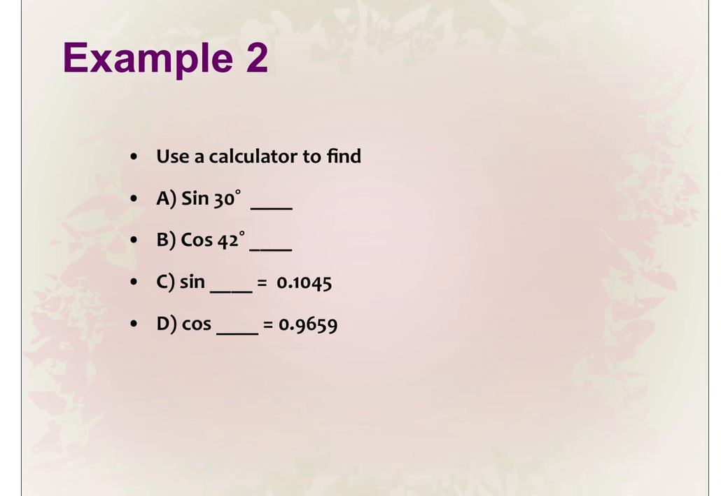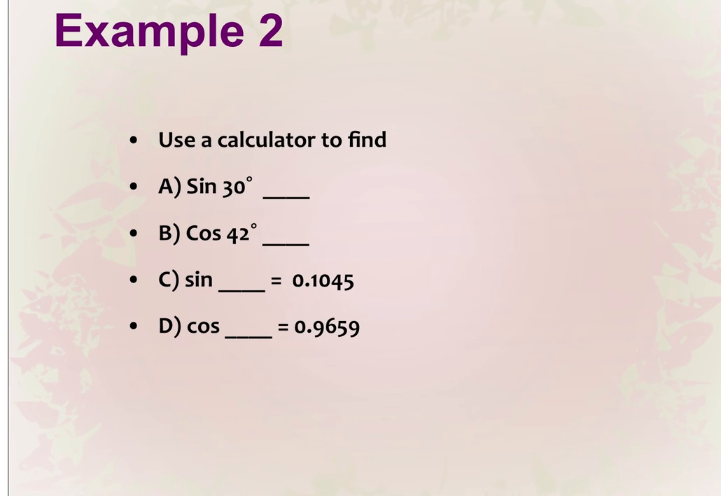Example 2, okay? Let's use a calculator to find the sine of 30 degrees and the cosine of 42 degrees. You guys can cross these out. We're not going to do these two, okay? The sine of 30. Well, if we're following that same logic, the cosine of 90 minus 30 should be the same thing. What is 90 minus 30? Okay, so let's plug it into our calculator. Let's see if we get the same thing for the sine of 30 and the cosine of 60.